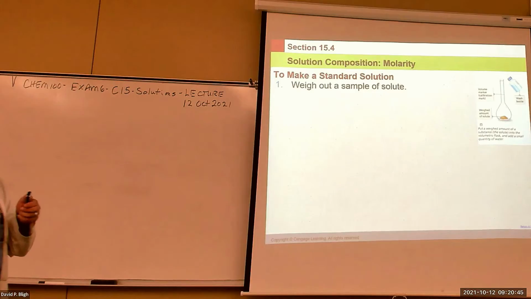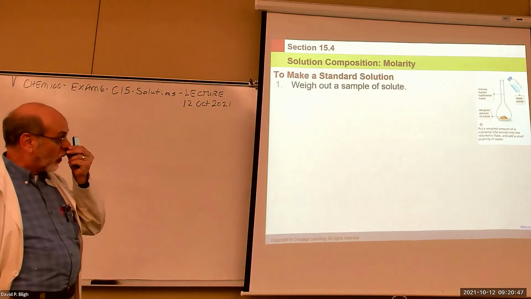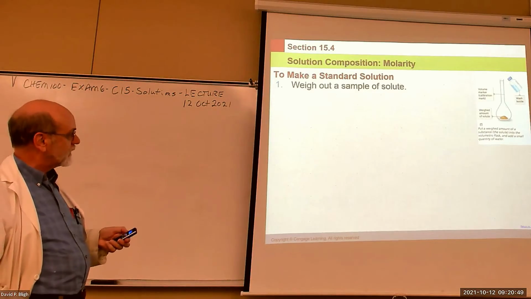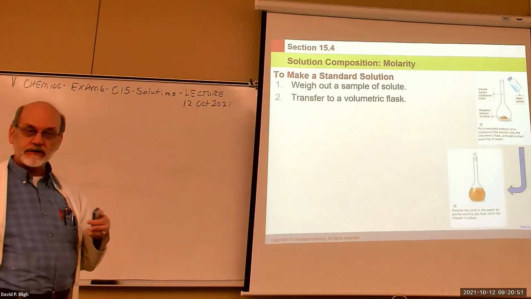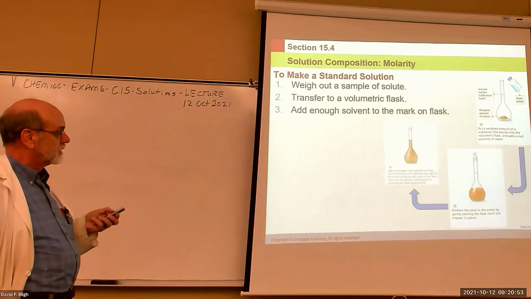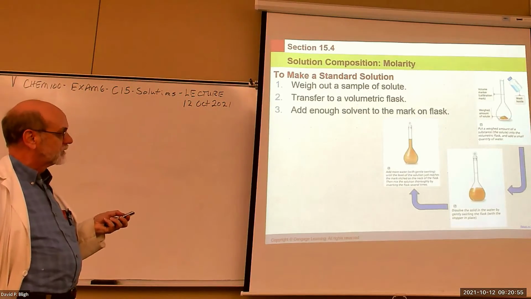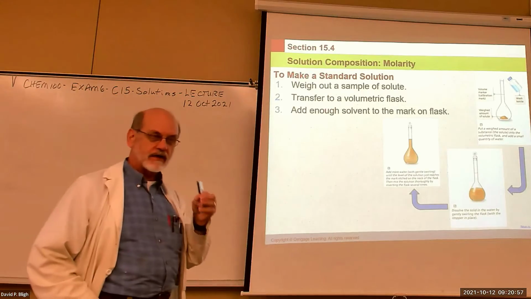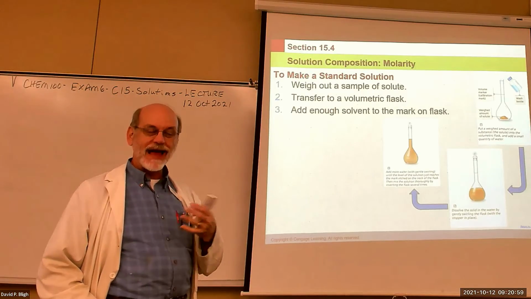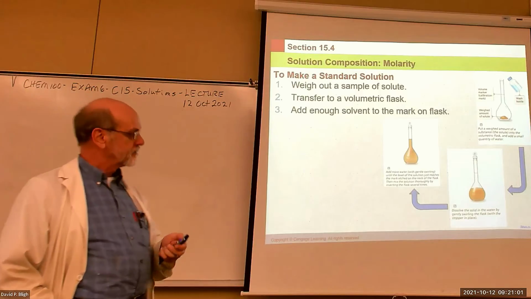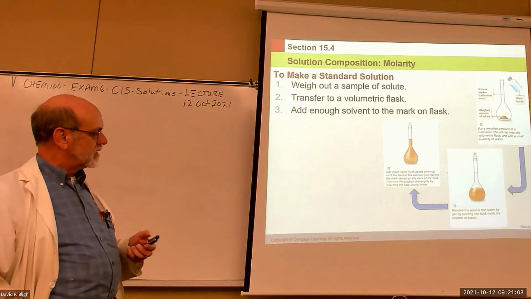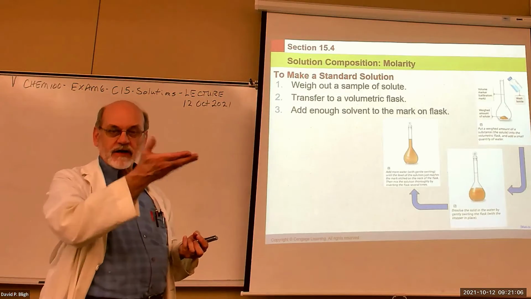All right, so this is what he did in short. He weighed out the solute, transferred it to a volumetric flask, dissolved all of the solute in about half the water that he needed, and then he brought the volume up to the mark.